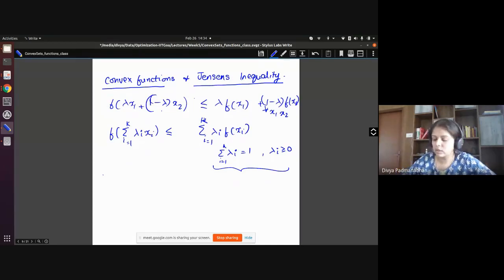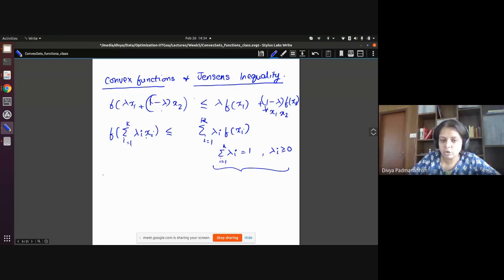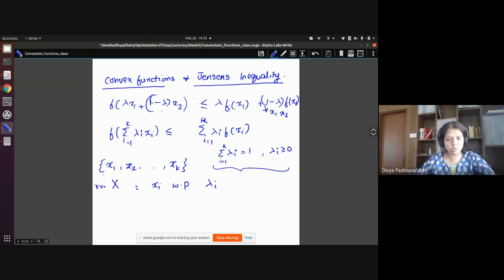One alternate view of this expression is that you could bring in some notion of probability distributions here. The reason is that all these lambdas sum to 1 and they're all greater than or equal to 0, so you can interpret these as a random variable. A random variable x takes a value xi with probability lambda i. So you can define a random variable x such that it takes k values, x1, x2, and so on up to xk. These are the support points, the outcomes. Something like when you throw a dice, there are 6 points, and each of them has a probability lambda i. So this is a random variable.